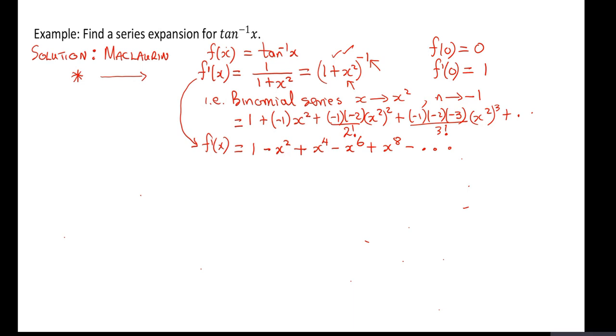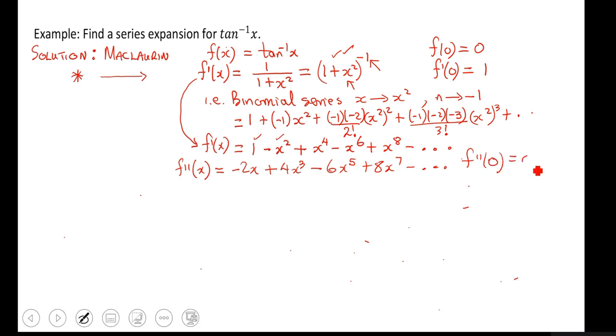So why would I want to do that? Very easy. Now I can find the second derivative, and the second derivative is so easy. What's the derivative of 1? That's 0. What's the derivative of minus x squared? Minus 2x. X to the power 4, 4x cubed. Then minus 6x to the power 5, 8x to the power 7. And what's the second derivative at 0? I get 0. I can find the third derivative.